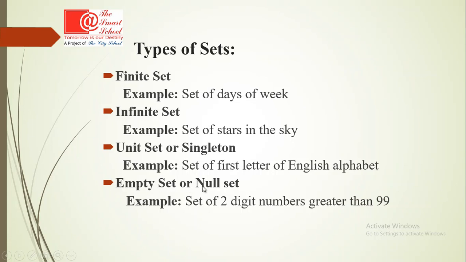And then empty set or null set. This set has no elements in it, like empty set, so no element. For example, set of 2-digit numbers greater than 99. Yes, all of you are smiling. It's funny because greater than 99 is 100, and it has 3 digits. So there's no number which is more than 99 and has 2 digits.